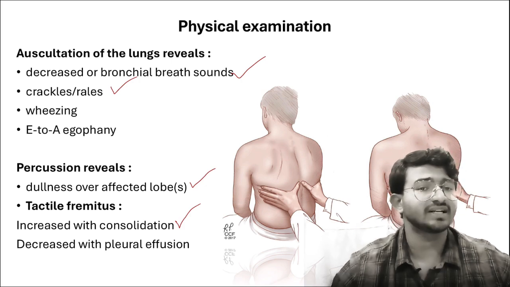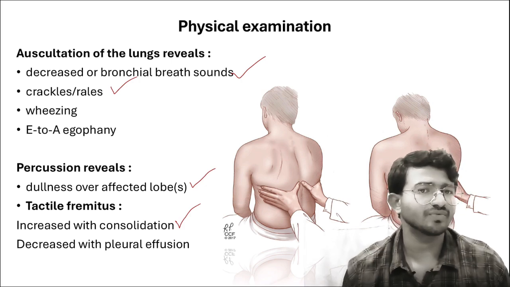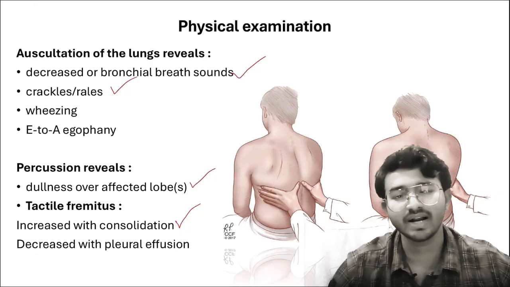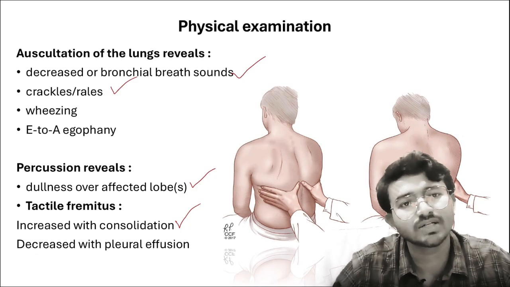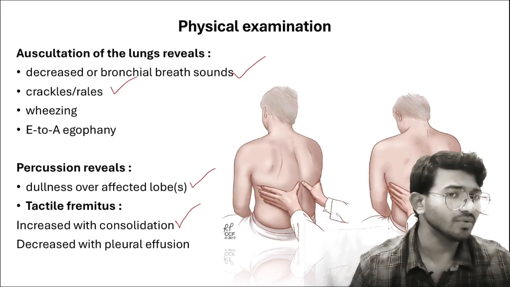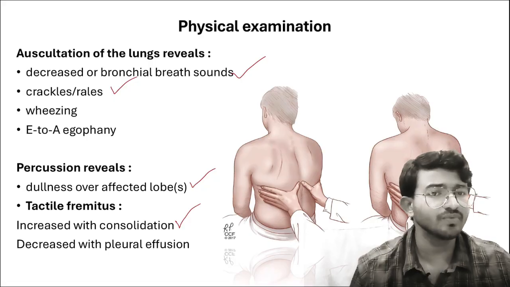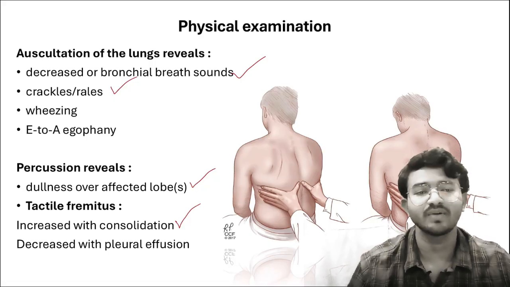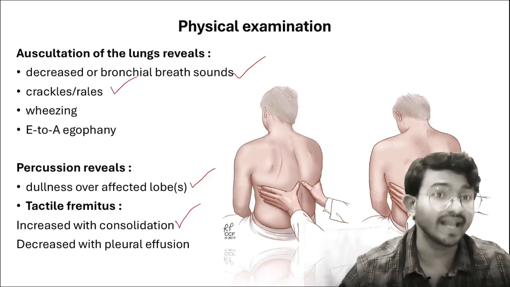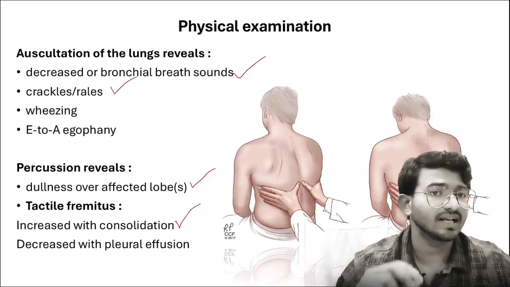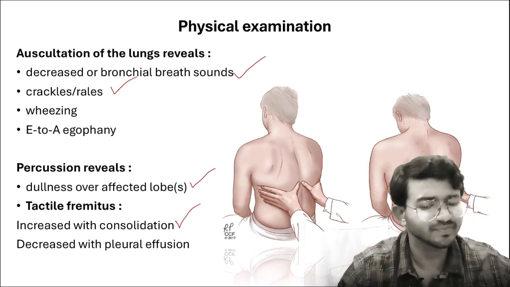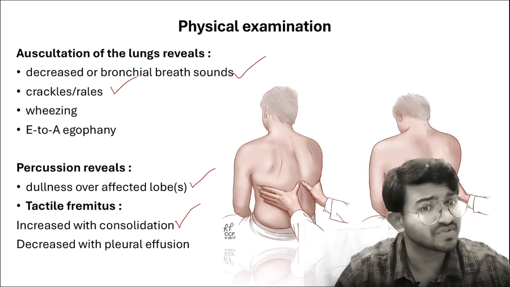And we have one test, that is egophony. We keep the stethoscope on the lung field and tell the patient to say E. E means elephant. Whenever you are listening, while the patient is producing speech, that sound will come out like A. That means the pitch will change. So the egophony test will be positive in pneumonia. Okay, so this is the physical examination.